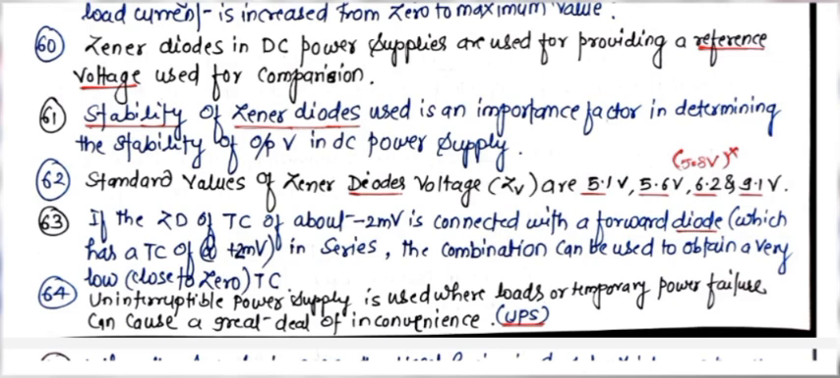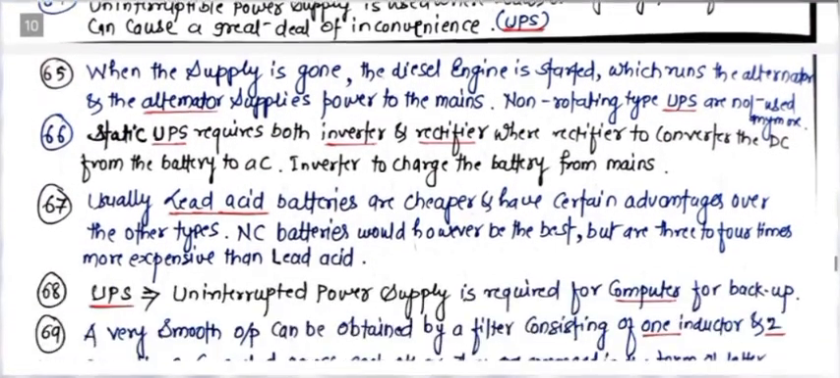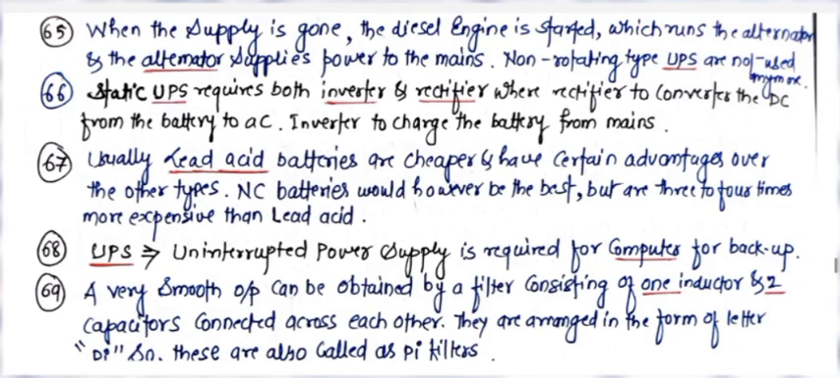UPS, uninterruptible power supply, is used where loads or temporary power failure can cause a great deal of inconvenience. When the supply is gone, the diesel engine is started, which runs the alternator, and the alternator supplies power to the mains. Non-rotating type UPS are not used anymore.